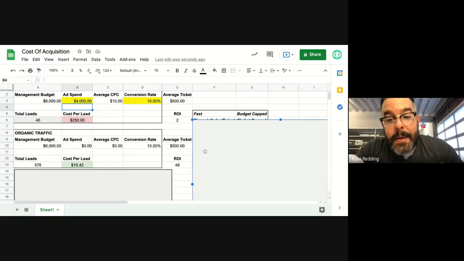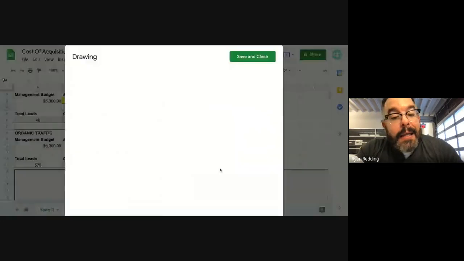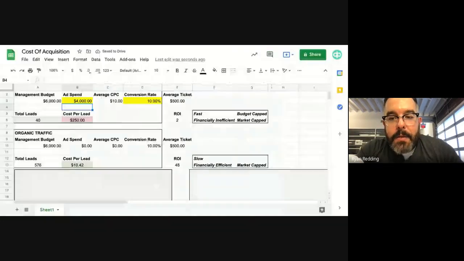Now, there are some downsides. So if you want to compare these side by side, this is slow.